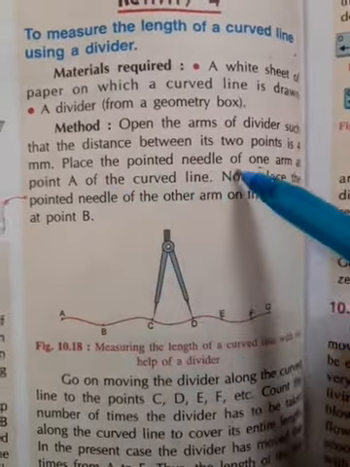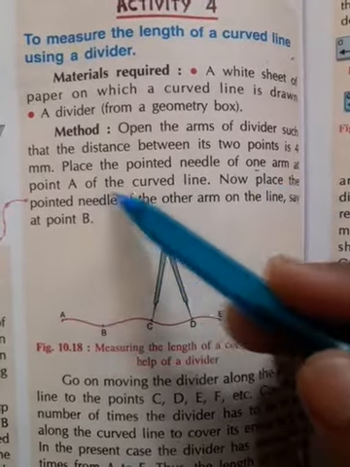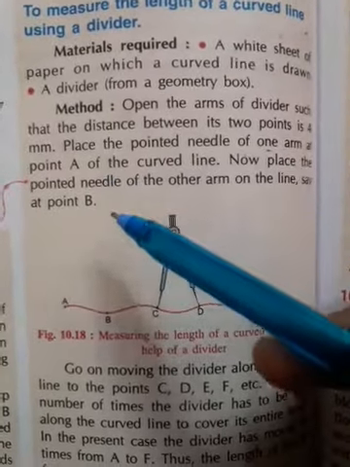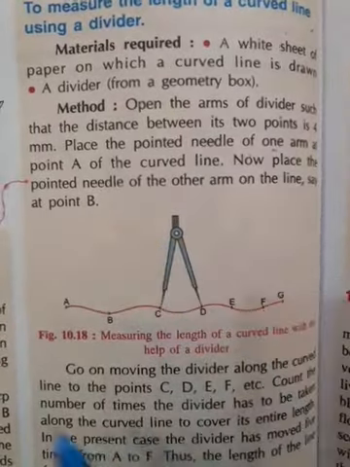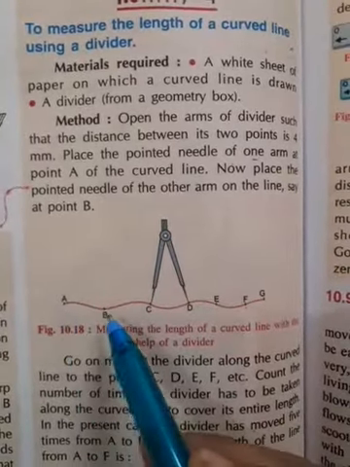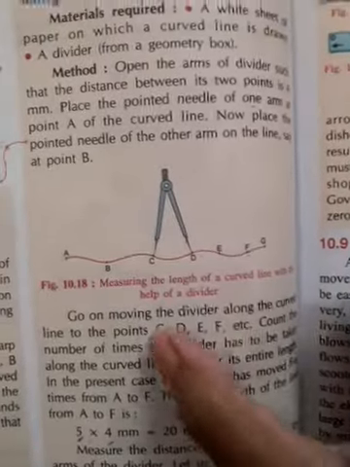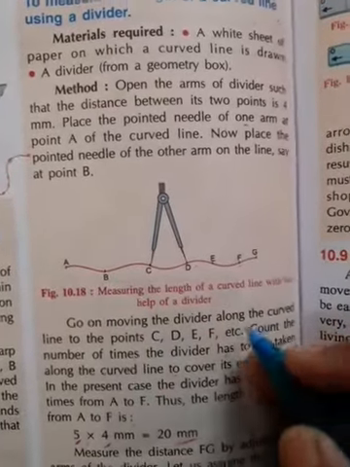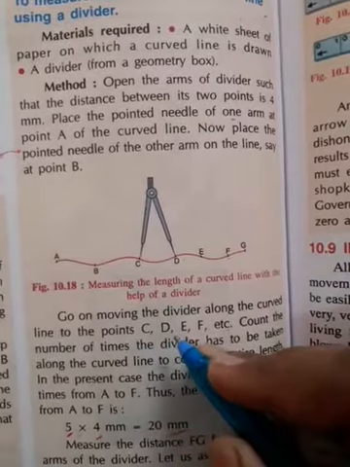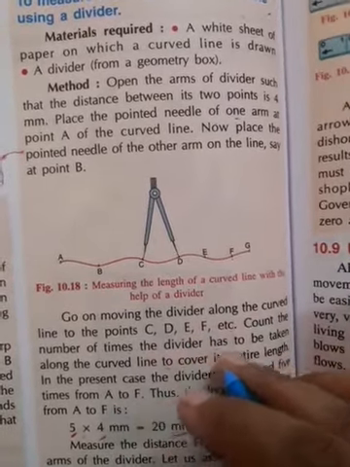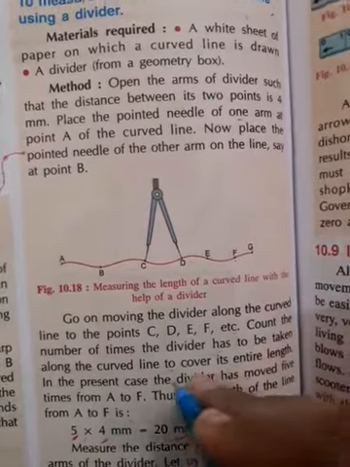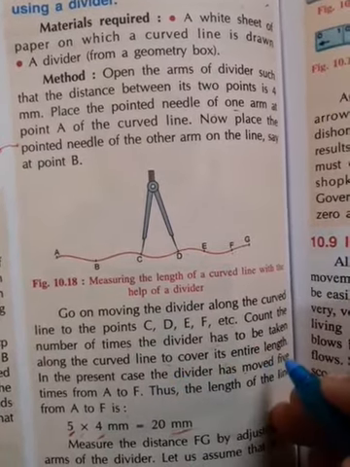Place the pointed needle of one arm at point A of the curved line, and now place the pointed needle of the other arm on the line, say at point B. Here you will put and here. Then go on moving the divider along the curved line to the points C, D, E, F, etc. and count the number of times the divider has to be taken along the curved line to cover its entire length.